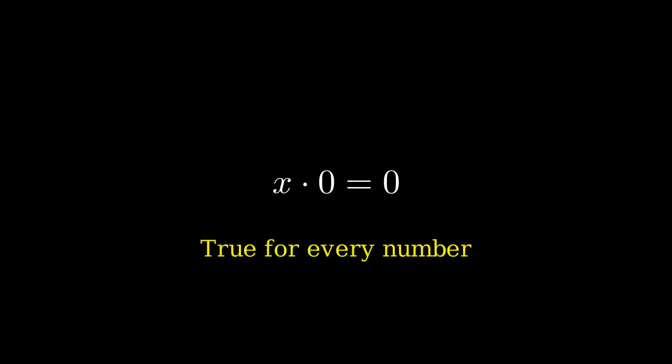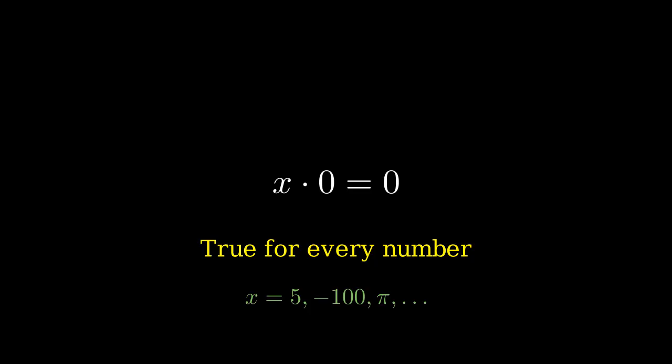You might wonder if dividing 0 by 0 solves the issue, since 0 times anything is 0. However, this actually makes the problem much worse. If 0 divided by 0 equals some value, then that value times 0 must equal 0. The trouble is that this is true for every single number. 0 divided by 0 could be 5, or it could be negative 100, or it could be pi.